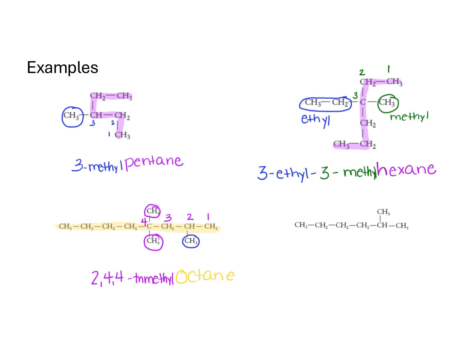All right. And then our last example here, right? This is our longest chain. That gives us 6, so that would be hexane.